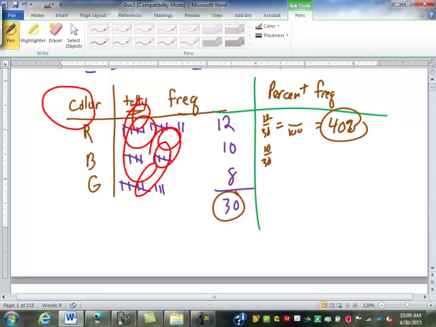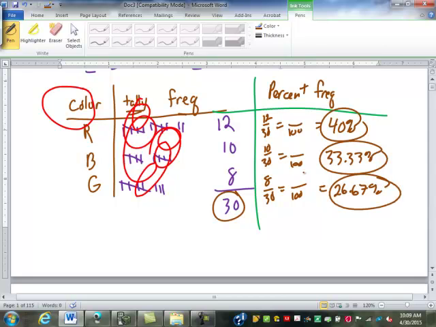10 out of 30 equals blank out of 100. Cross multiply and divide, I would get 33.33%. 8 out of 30 equals blank out of 100. Cross multiply and divide, I would get 26.67%. Now it's up to you whether you round to the nearest percent or nearest tenth or hundredth of a percent. I went to the hundredth of a percent here just because when I'm dealing with thirds, that's what I'm used to doing, but it might be specified differently in a problem.